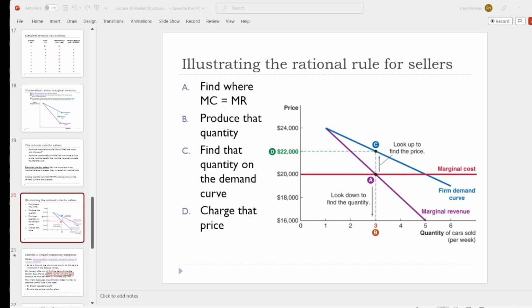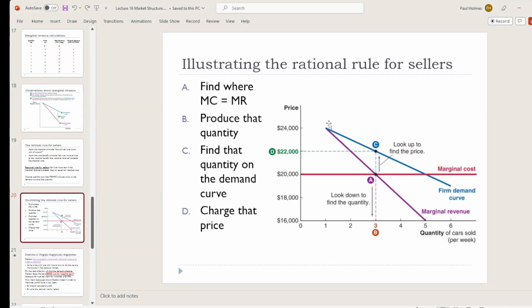On this graph we've got the demand curve for a firm selling cars. So imagine that you are running a car dealership, you have some cars that you can purchase from the manufacturer for $20,000, and then you can charge whatever price you want. You know that the number of cars that you'll sell in a given week is related to that price.